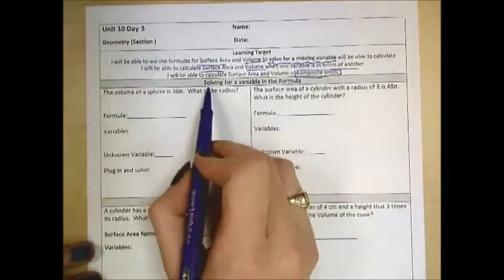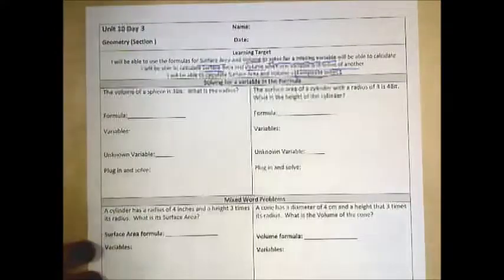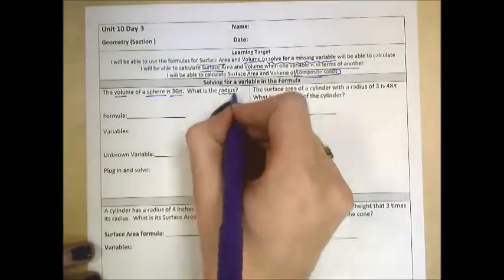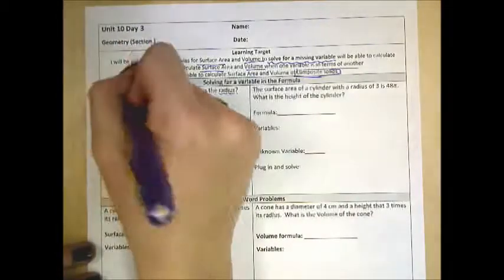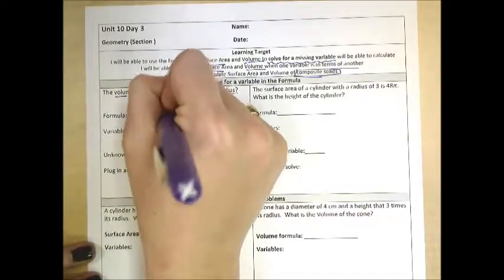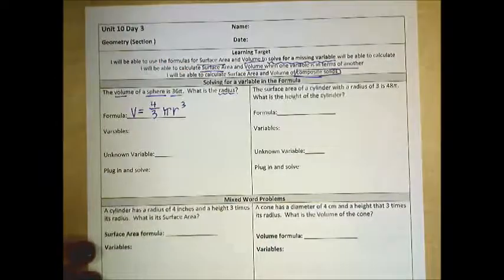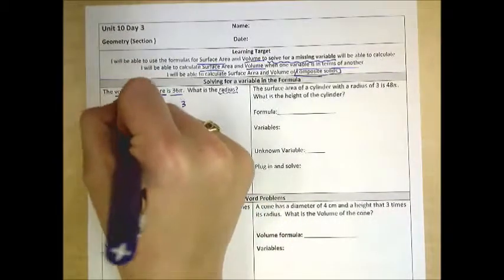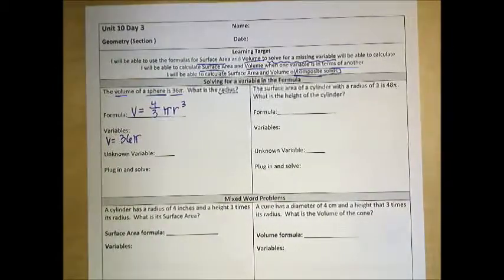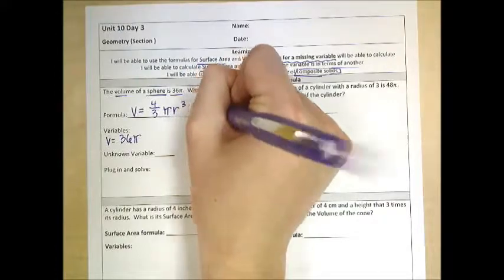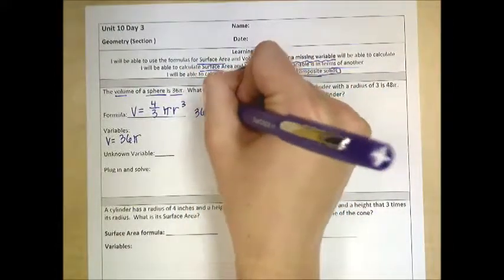All right, so first of all, we want to look at how to solve for a variable with our formula. So I've got that the volume of a sphere is 36 pi. What is the radius? From my formula sheet, I know that the formula for volume of a sphere is 4/3 pi r cubed. So now that I have my formula, I know that the volume is equal to 36 pi. So I can write 36 pi equals, and then I'm just going to copy down my formula.